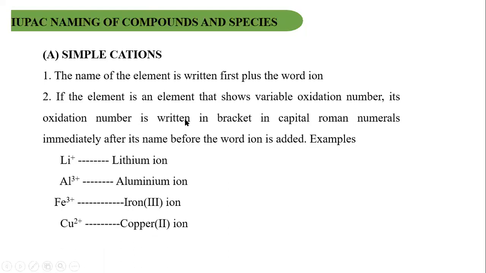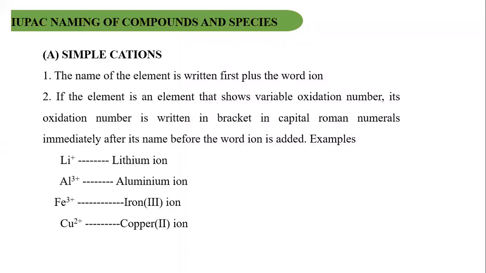Another example, Cu2+. Copper is another element that shows variable oxidation state. So copper, then the oxidation number in this case is +2. So the 2 is written in brackets in Roman numerals. Then a space before the word ion.